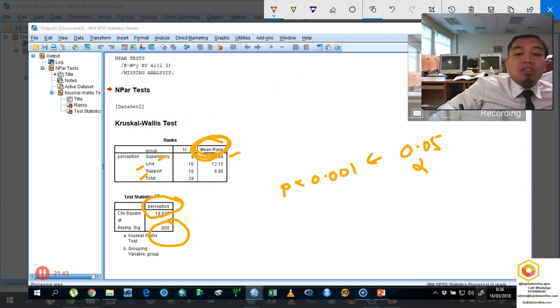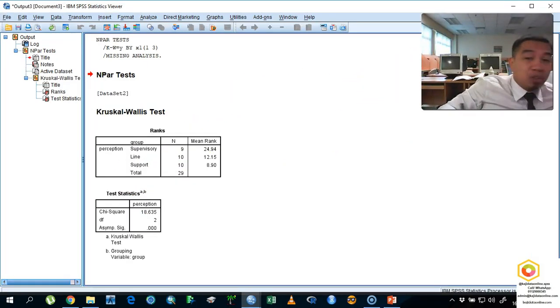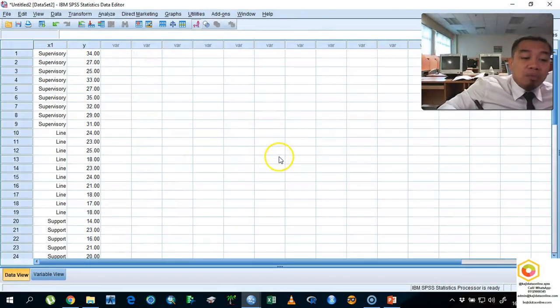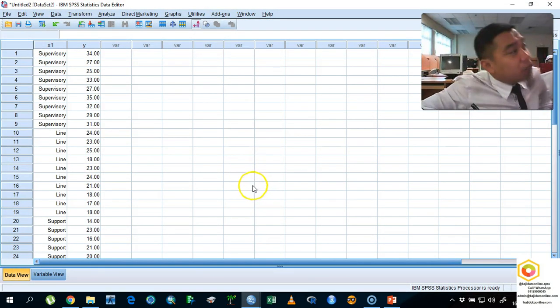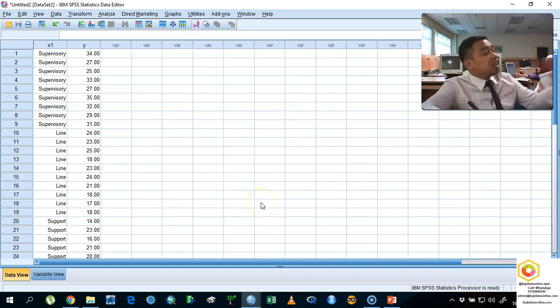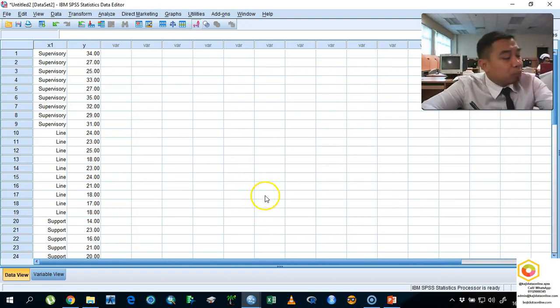Unfortunately, the Kruskal-Wallis did not produce any means plot for you. And therefore, a lot of people are very cautious, very keen, very interested to make sure that their data is normal. Why? Because they can do a lot of good analysis, as compared to non-parametric tests.